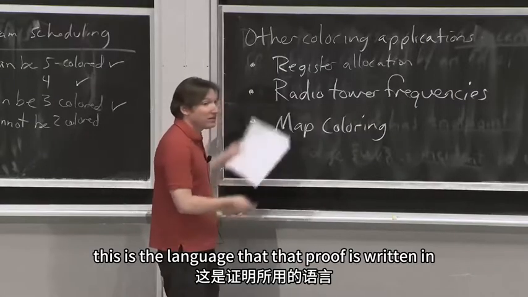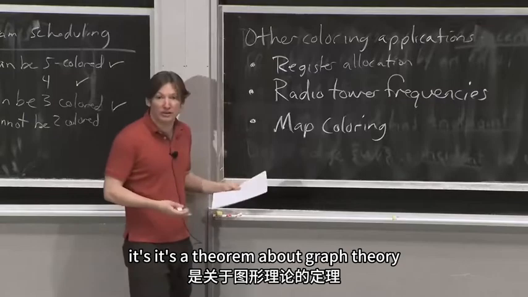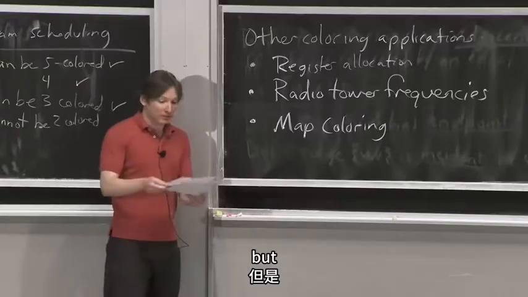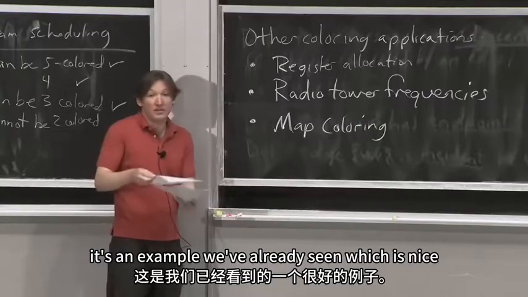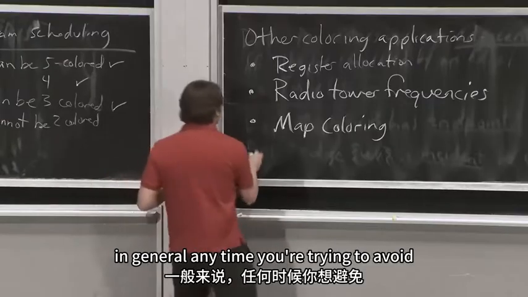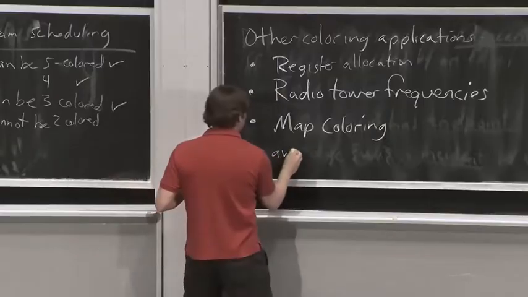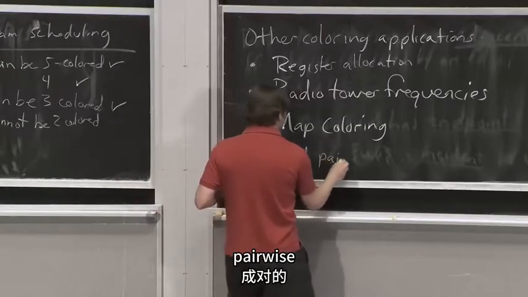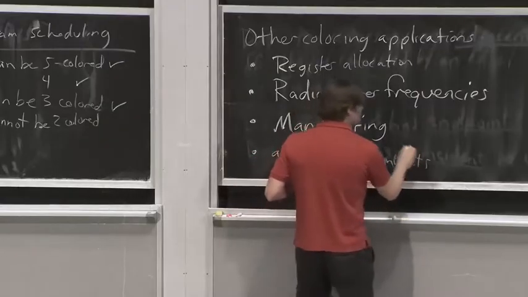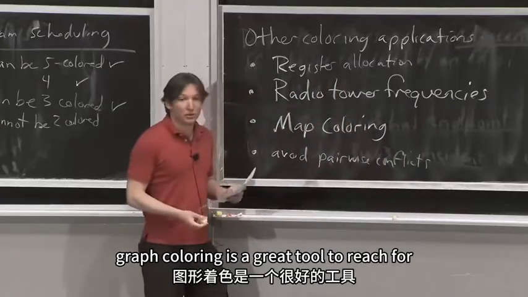This is the language that proof is written in. It's a theorem about graph theory. It uses graph theory. But it's an example we've already seen, which is nice. In general, anytime you're trying to avoid pairwise conflicts, graph coloring is a great tool to reach for.